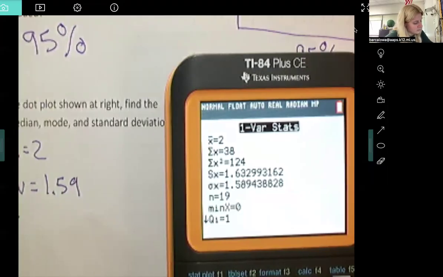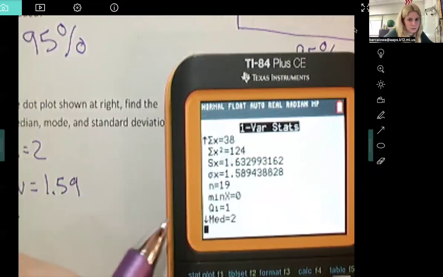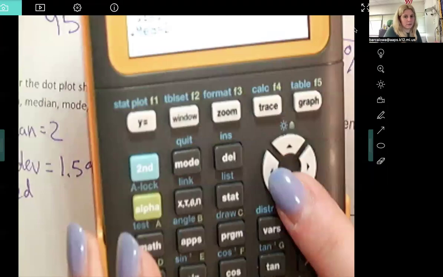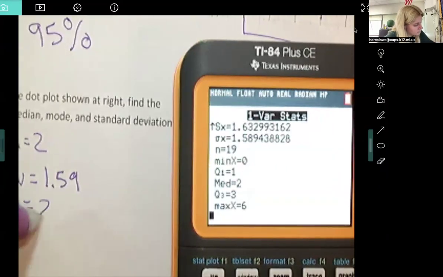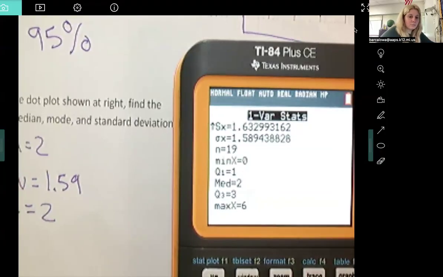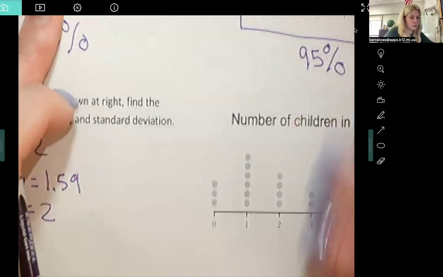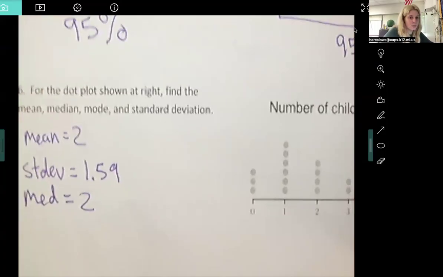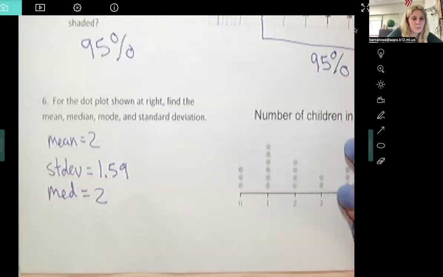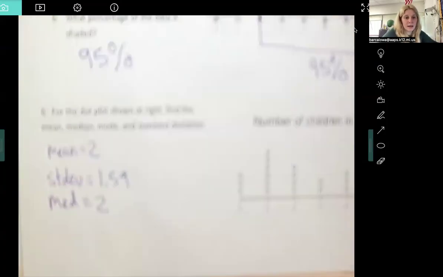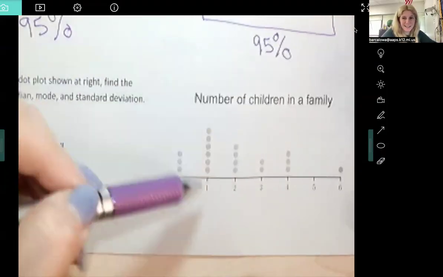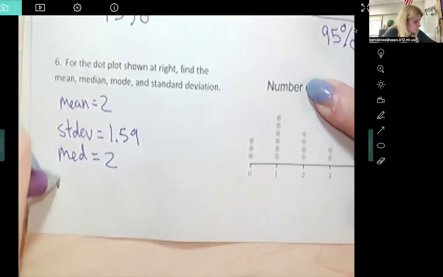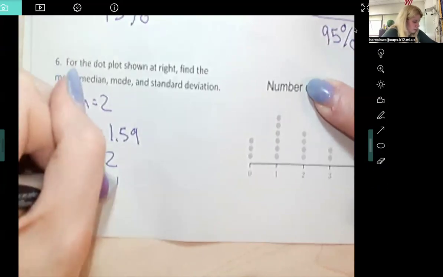Median, you can see there's this little arrow here. That means go down. I'm pressing the down arrow. There's more. And we can see median is also 2. Okay, for mode, your calculator won't tell you the mode, but the mode is just your most common value or the most repeated value. So to me, that looks like number 1, right? I have 6 data points at number 1. So the mode is 1.